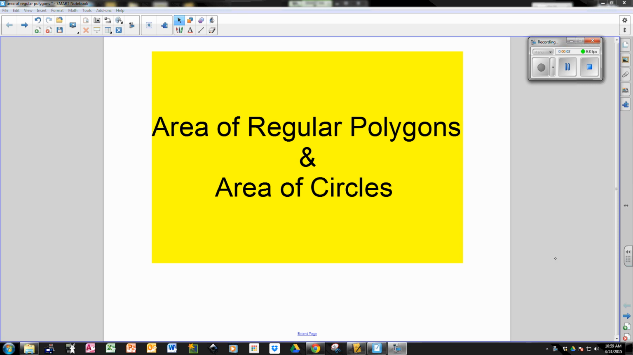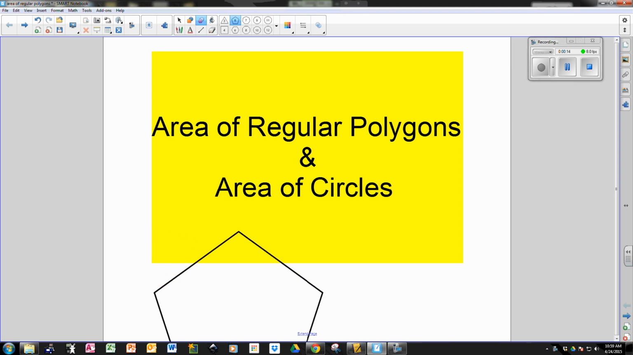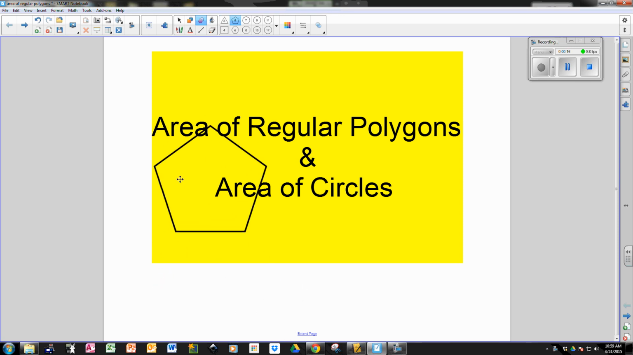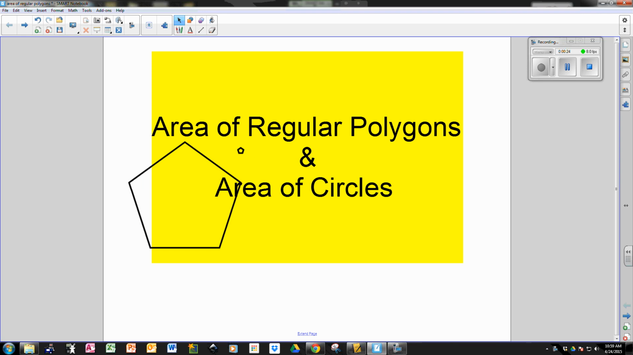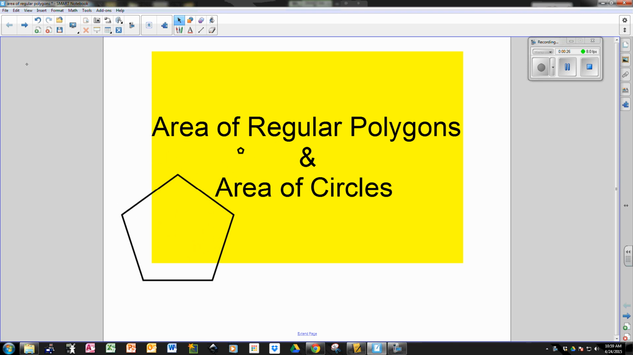Okay, so extending on our lesson on area of basic shapes, we're going to look at area of regular polygons. Remember, regular polygons are those figures where everything is the same. So if I had a pentagon, then all the sides would be the same, all the angles would be the same, and that goes for any figure whatsoever. If you've got all same sides, all same angles, then that would be regular.